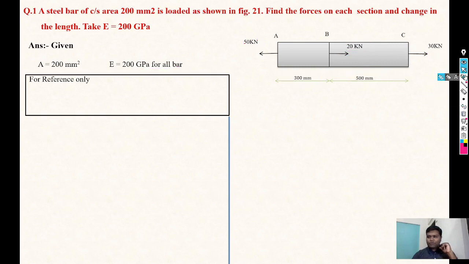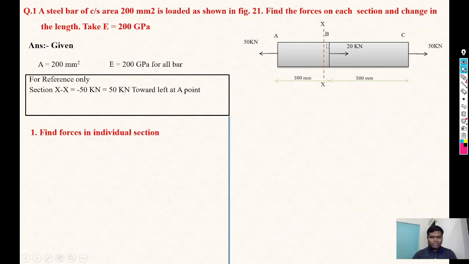So first step is what? Just consider the individual section and calculate the force on the subsection. Correct? Now this is just for reference, no need to write this in the numerical in the exam. So it is just for your reference and my reference. So first consider section XX. Now here we are starting the calculation from point A. You can start that calculation from point C also, because both points are free. So when both points are free, you can start your calculation from any and no problem.